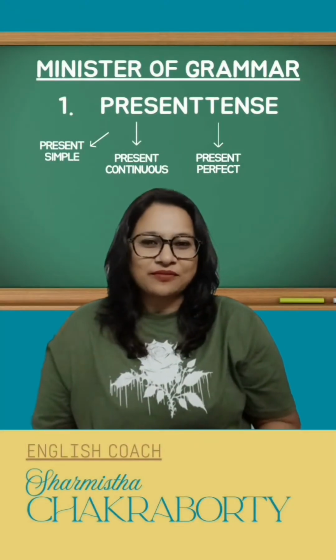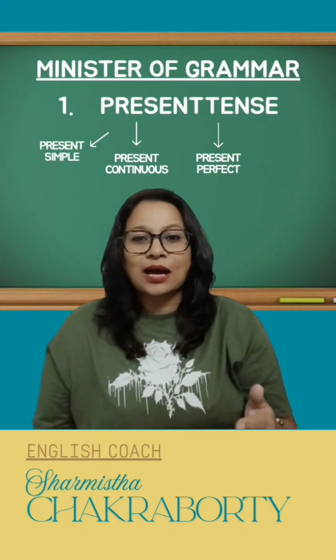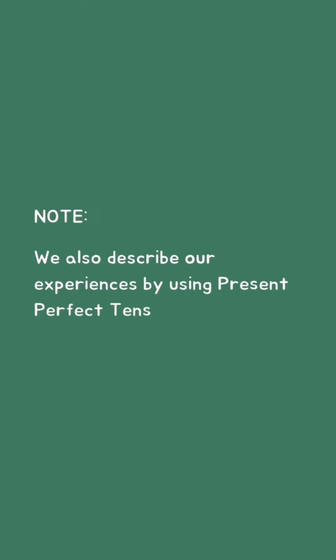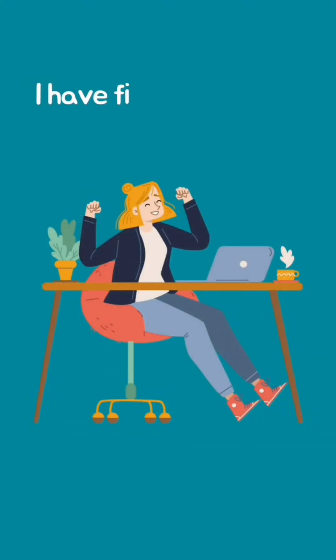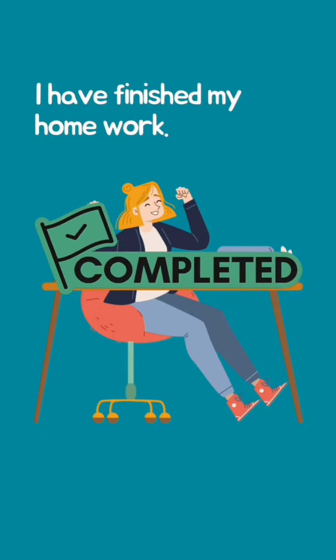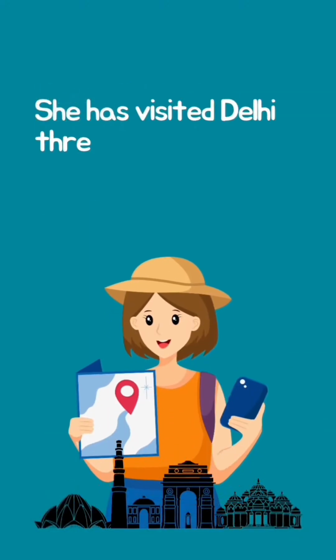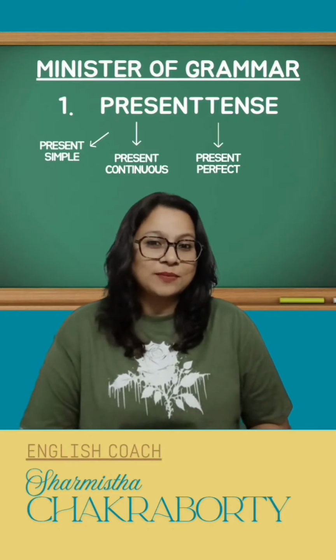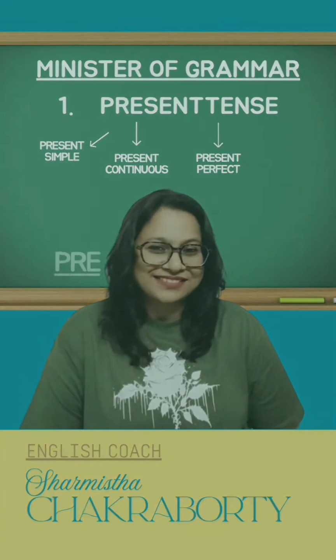Now let's talk about present perfect. This one is used for the actions that happened in the past but still matter right now. It is also used for describing the experiences we have had till today. So when I say I have finished my homework, I am denoting an action that has happened in the past but still matters right now because I don't have to redo this same homework again. If I say she has visited Delhi 3 times, I am denoting the experience she has got till now. So think of present perfect as the minister who keeps the record of the past which are still important.